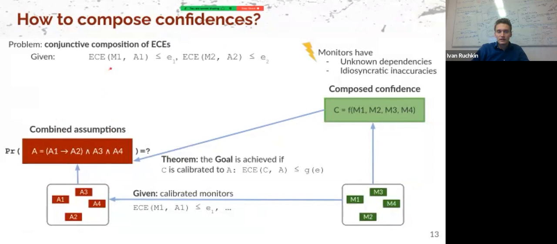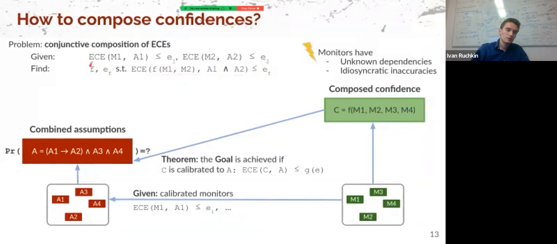Suppose we have two monitors and they're calibrated to their respective assumptions with known bounds. So now to compose them, we need to find some composition function f and the associated bound ef such that the functional composition of the two monitors is calibrated to the conjunction of assumptions with that bound ef. You can see here that there's an interplay between continuous composition of probabilities and the discrete logical composition of the underlying assumptions. We haven't fully solved this problem, but we made good steps towards the solution.